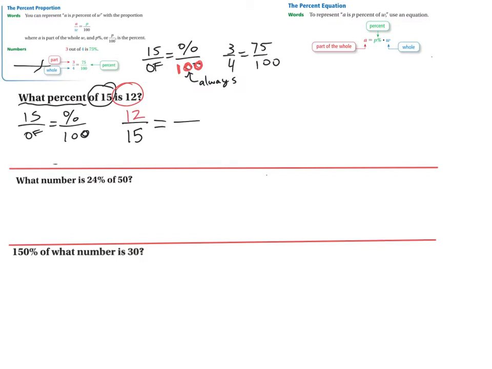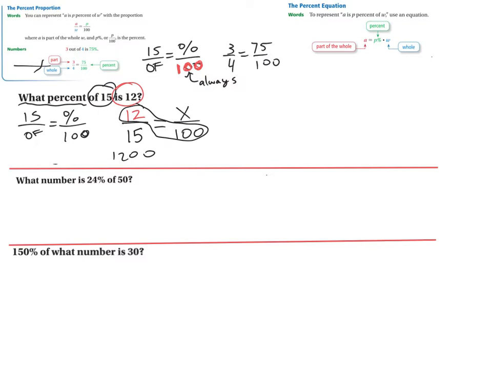100, we should have, Mr. Hines, come on. 100 always goes there. So we should have just put line equals line over 100. We'll do that next time. And then we cross multiply. Let's see, I'll get my calculator out. So we're going to do 12 times 100, which is 1200.